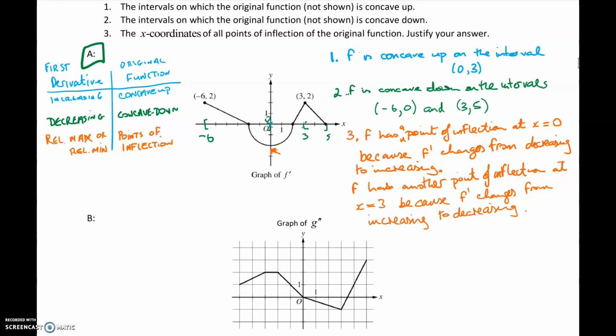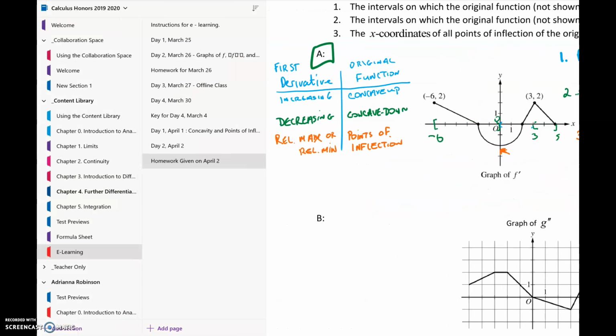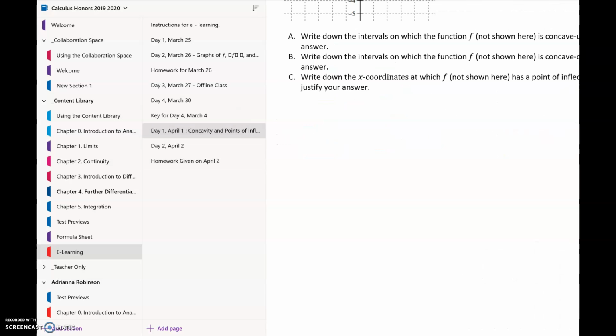Okay, so that was one question from the homework. In those questions in last night's homework, we were looking at the graph of the first derivative and trying to come up with answers about the original function. If you click back here, day 1, April 1, so we're going back a little bit, back to these notes, day 1, April 1.